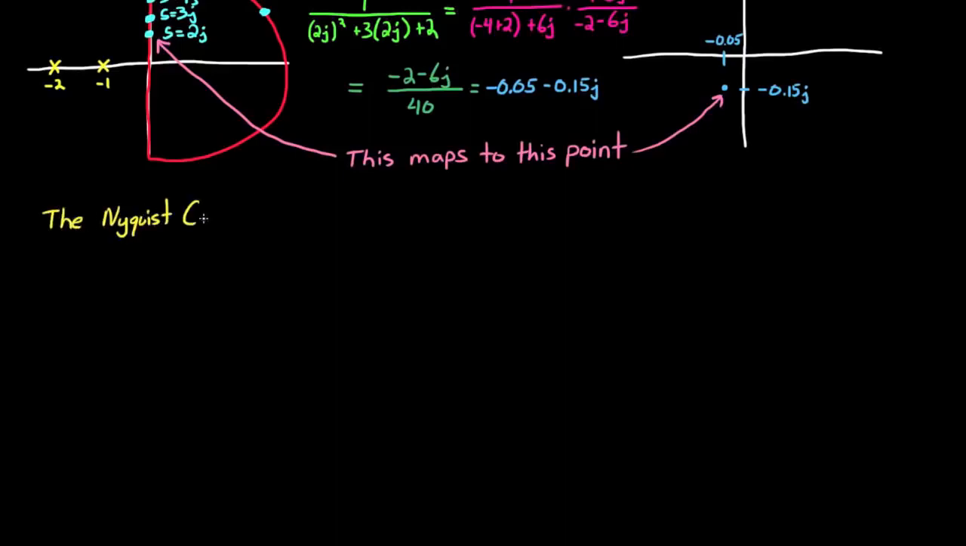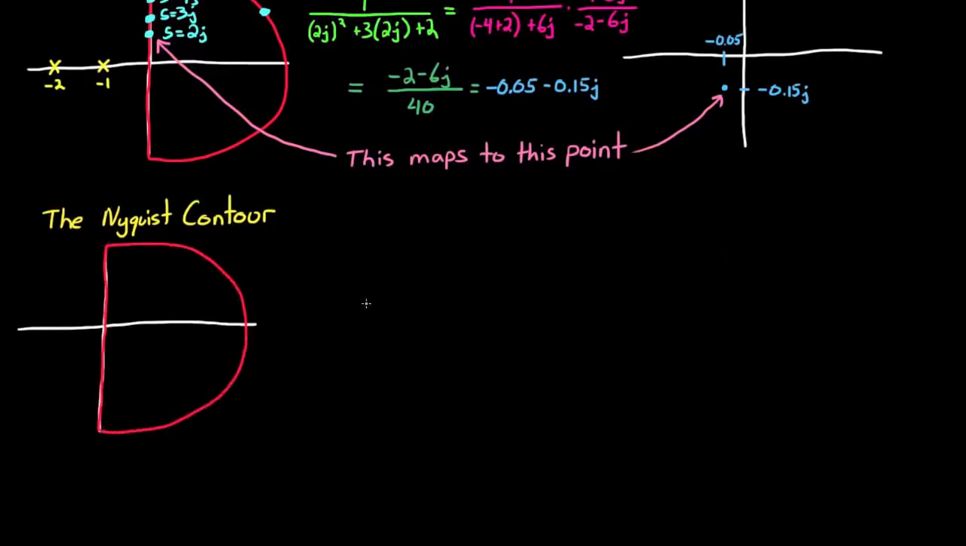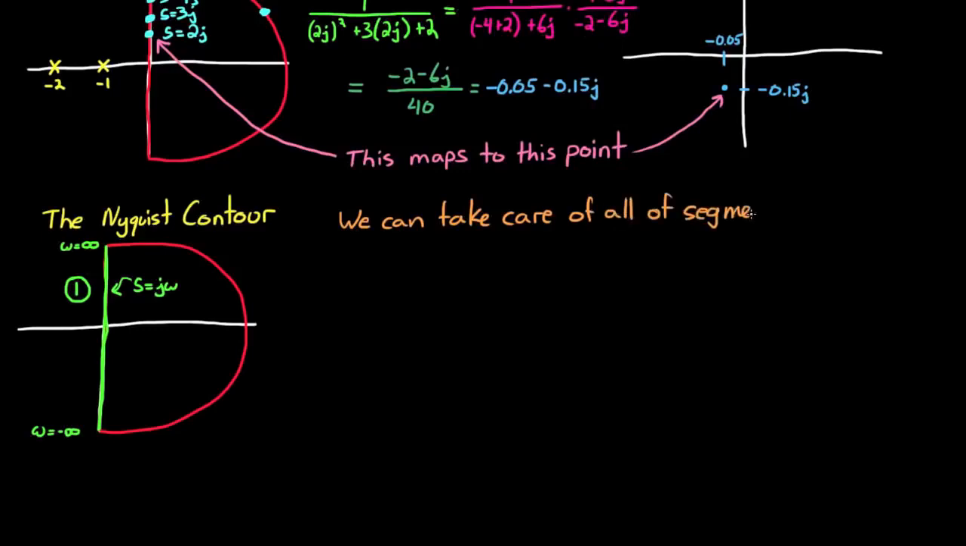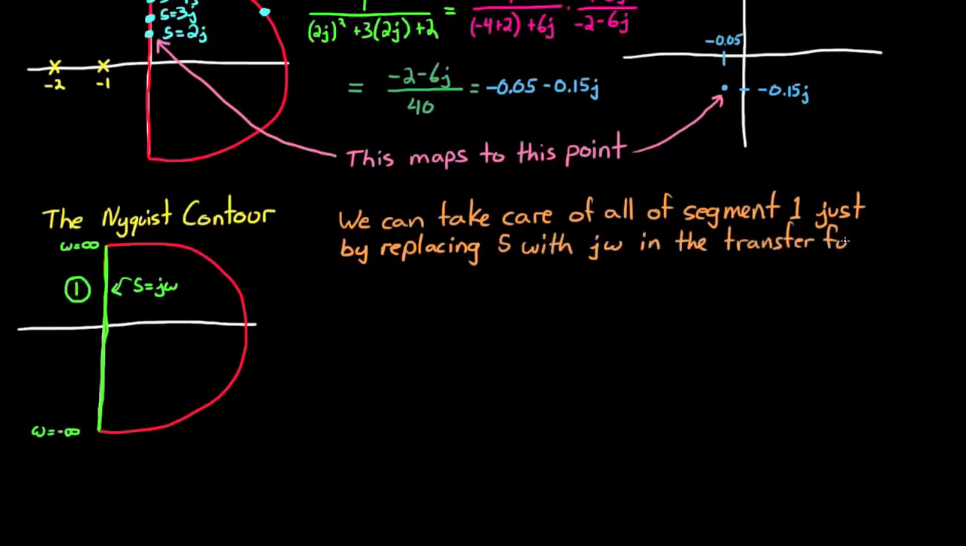So let me illustrate a better way to plot this. First, we're going to divide the Nyquist contour up into two pieces, and then we'll address both pieces separately. The first piece can be represented by j omega, since it's just the entire j omega line, where omega goes from -infinity to +infinity. And we can map this entire segment all at once by plugging in j omega for s in our transfer function, and then sweep through all omega by plotting the resulting real and imaginary components.